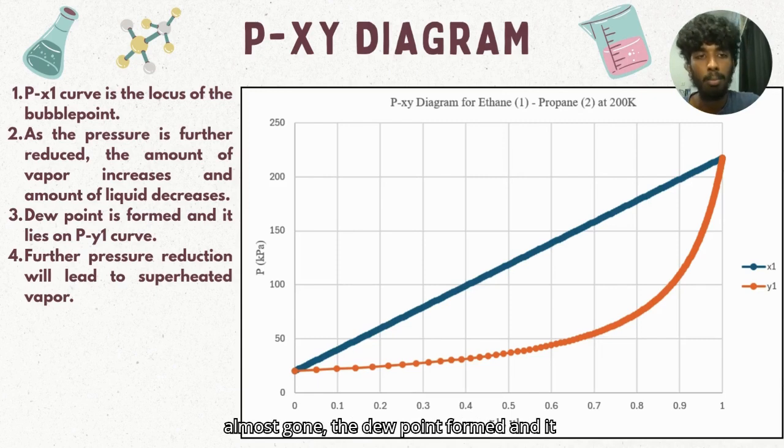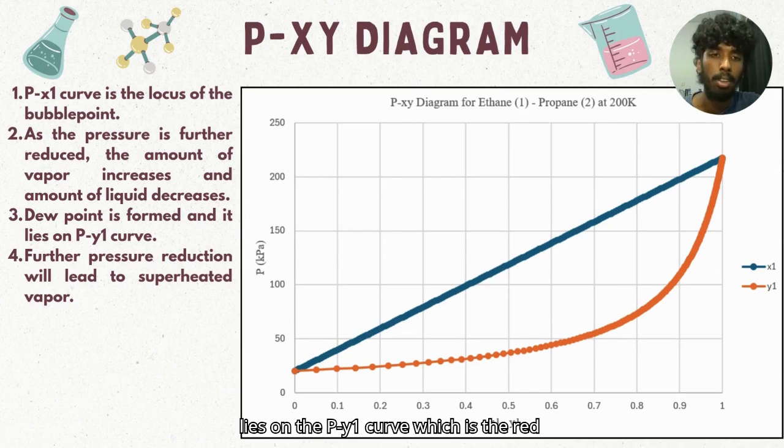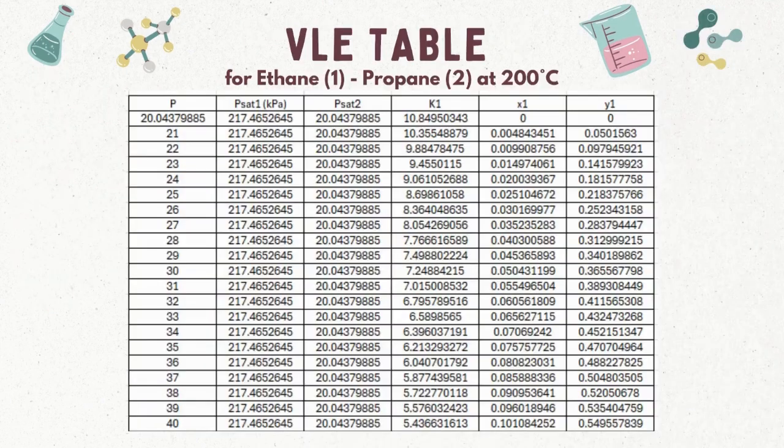When the liquid phase is almost gone, the dew point is formed and it lies on the PY1 curve, which is the red curve. Once the dew has evaporated, the saturated vapor remains. Further pressure reduction will lead to superheated vapor.